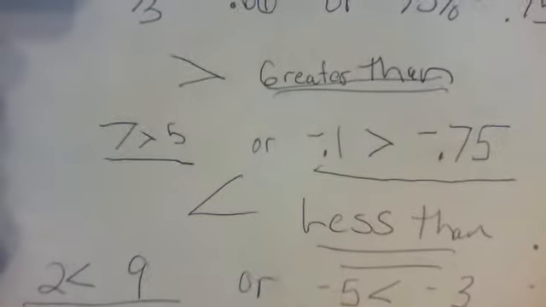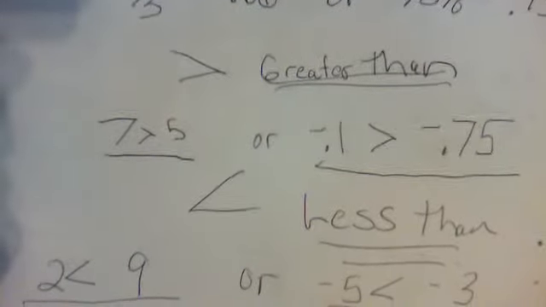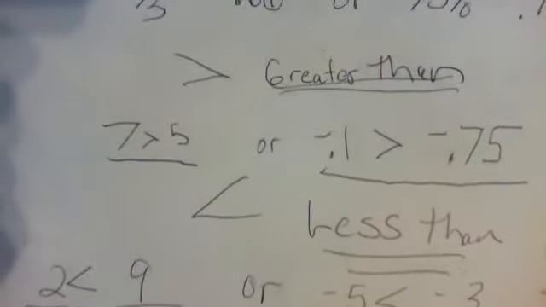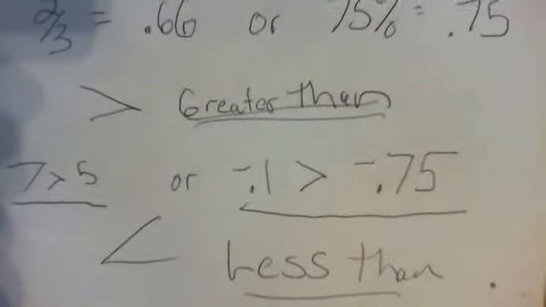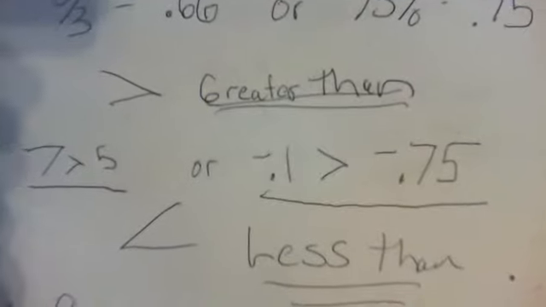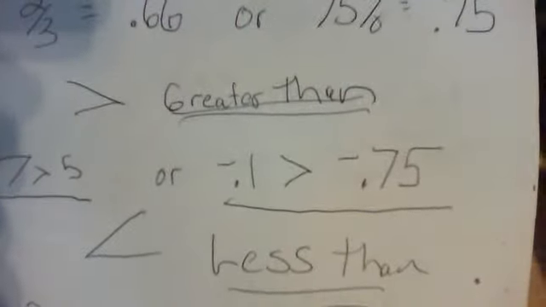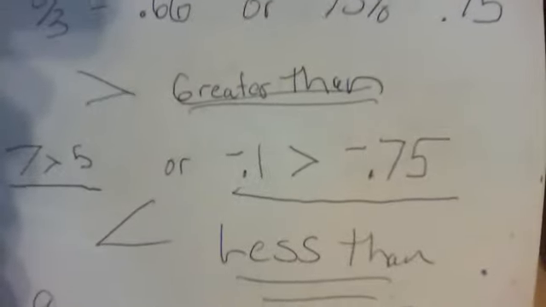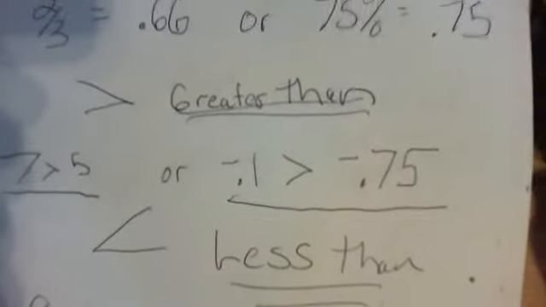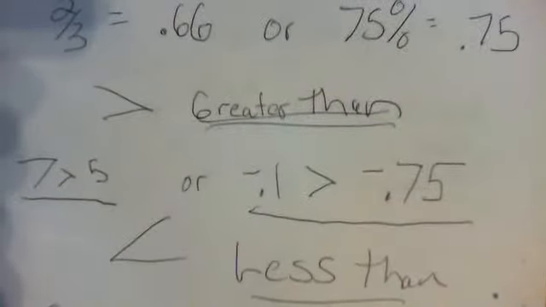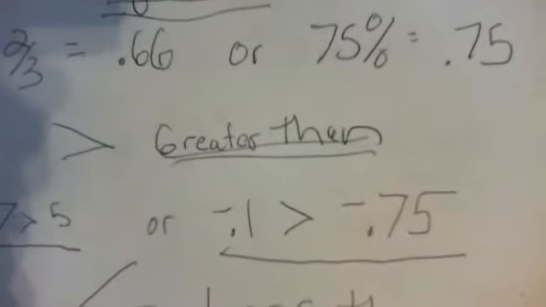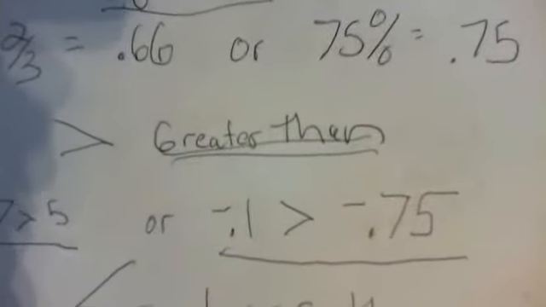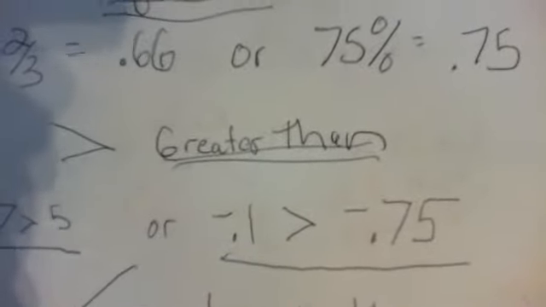Greater than. Remember, the open end always goes to the higher number, and the point always goes to the smaller number. So 7 is greater than 5. Or, in this case, negative 0.1 is greater than negative 0.75. You say, well, 75 is higher than what? Well, this is a negative, meaning you'd rather owe $0.1 than owe 0.75. At least I know I would. So this makes it greater, a higher value than this. This is a lesser value.